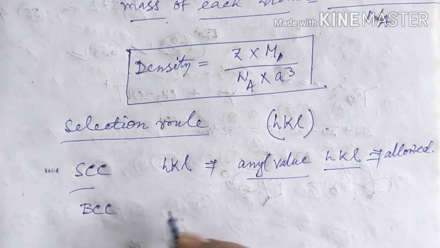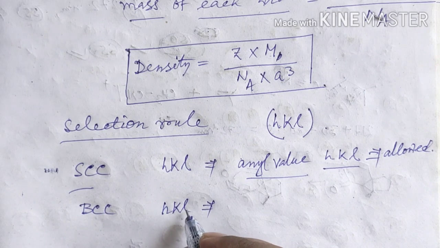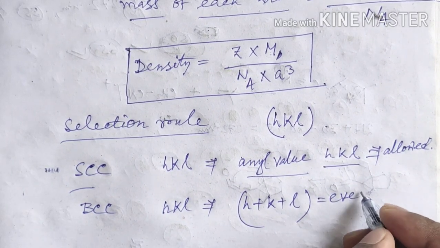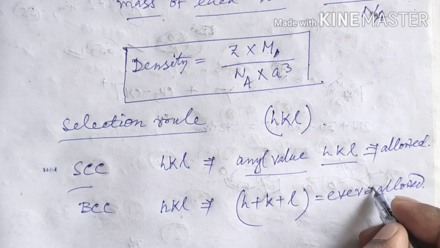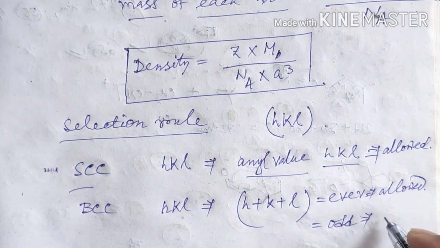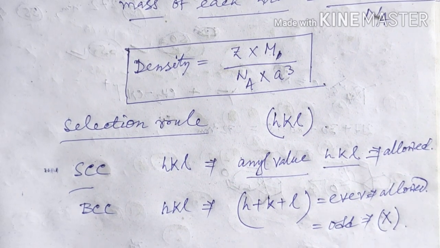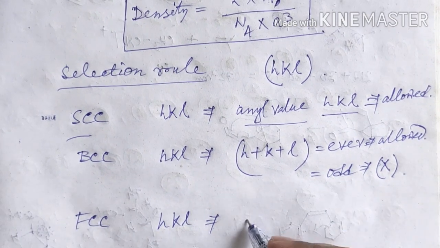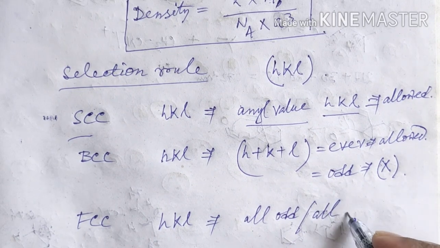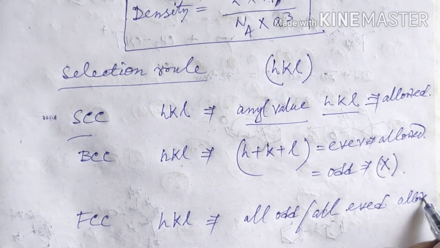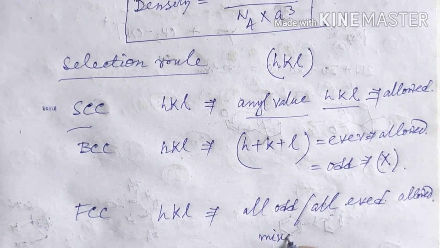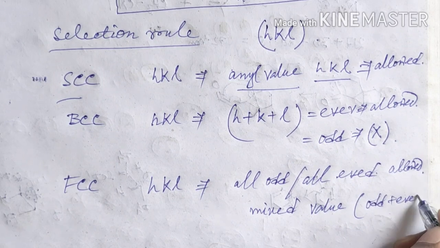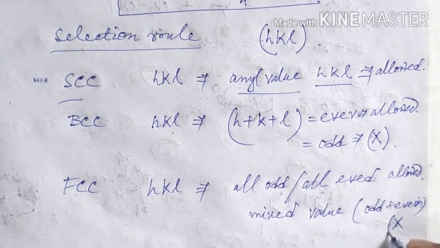For a BCC crystal, the allowed transition for an hkl plane will be possible when the summation of h, k and l is even. Then it will be allowed. If the summation is odd, then the diffraction is not allowed. In case of an FCC crystal, the allowed values for hkl are all odd or all even. Then the diffraction will be allowed. But if there is a mixed value, that is odd plus even, then the diffraction will not be allowed.